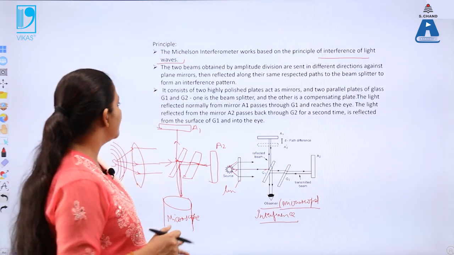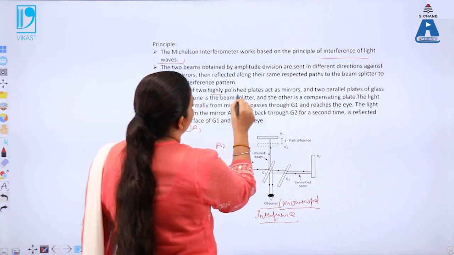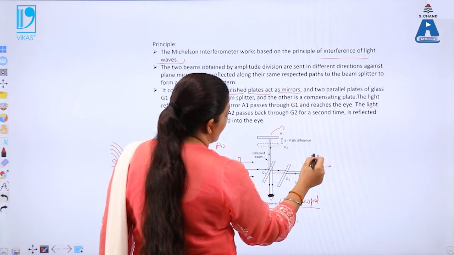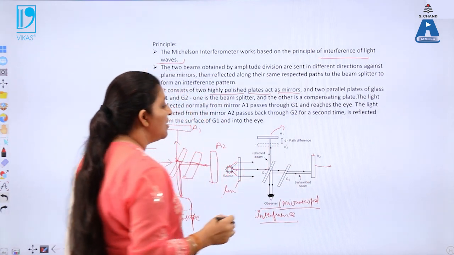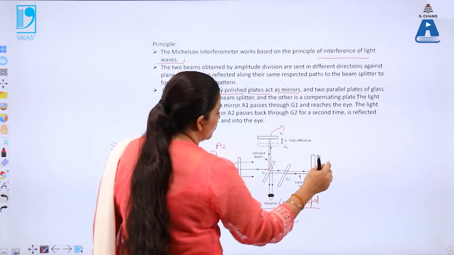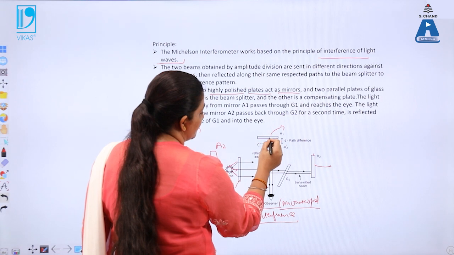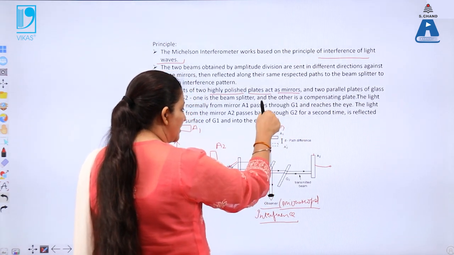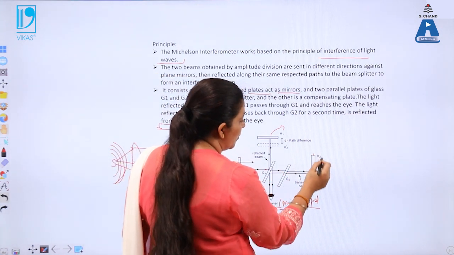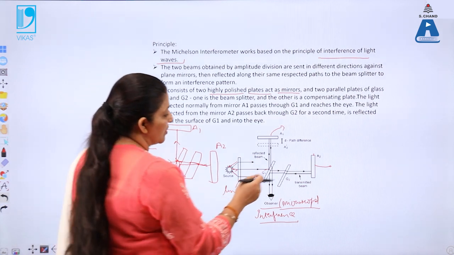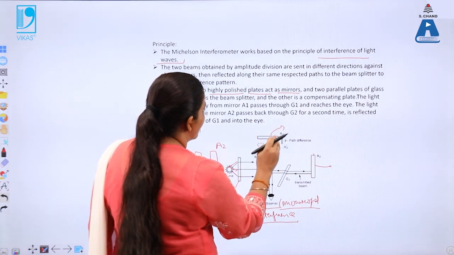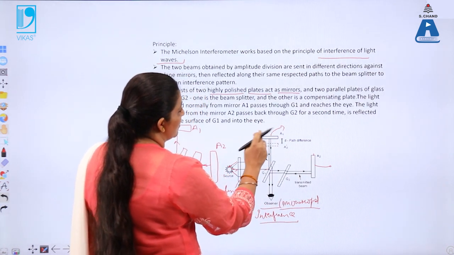The setup consists of two highly polished plates which act as mirrors. One surface of each is highly polished. Why is this polished? So that no light is transmitted through A1 and A2. When the reflected beam falls on the surface, the whole of the light is reflected back. Again, when the transmitted light falls on mirror A2, whose surface is fully polished, it is reflected back completely without any transmission. That's why these two mirrors are taken as fully polished surfaces.